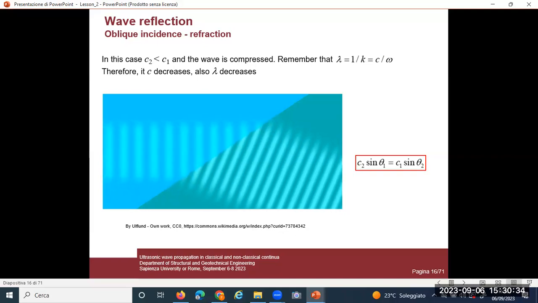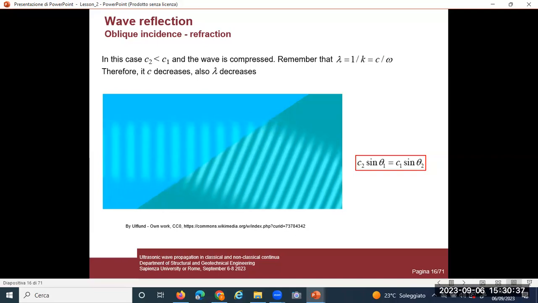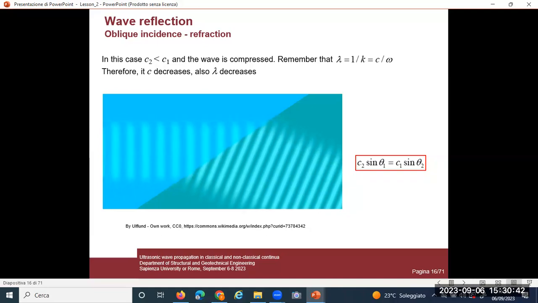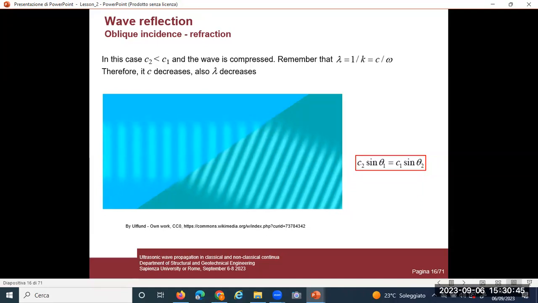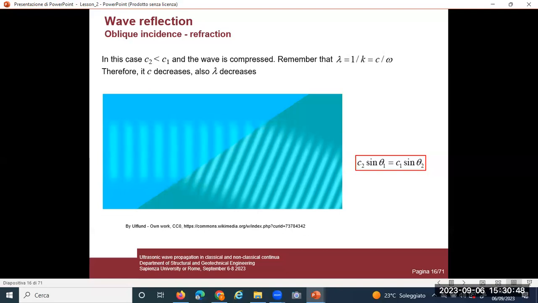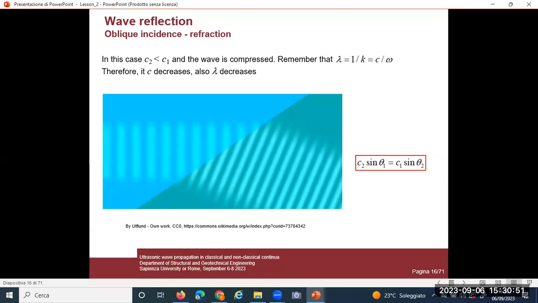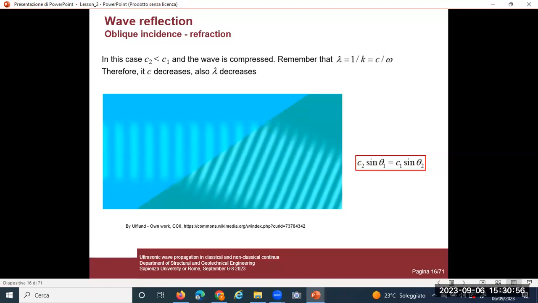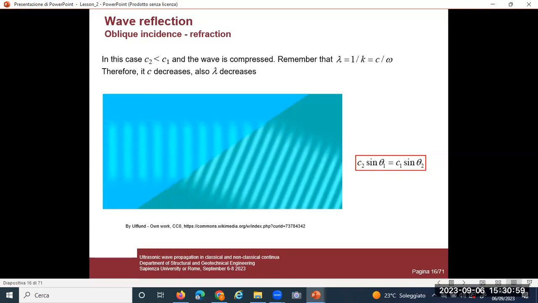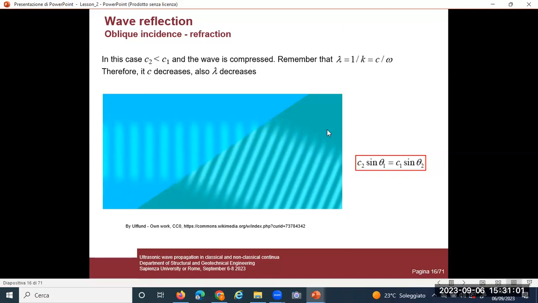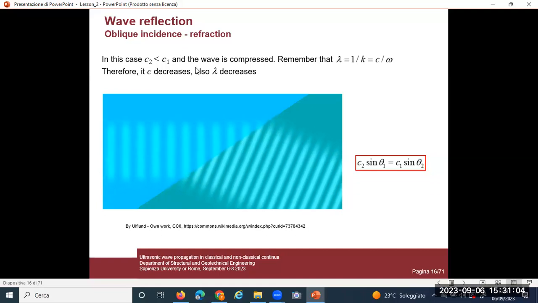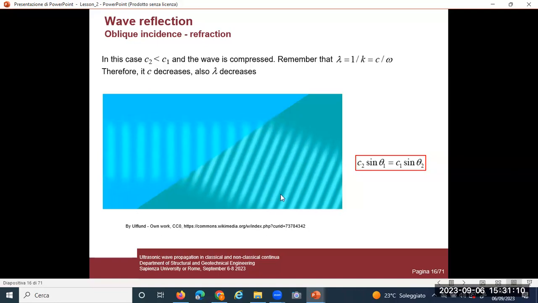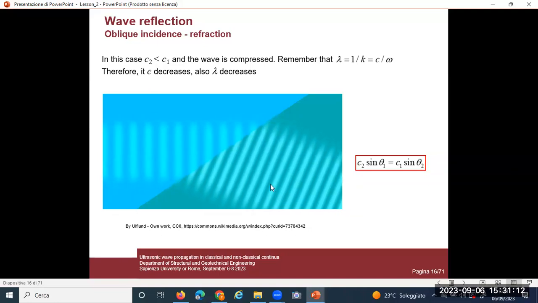Okay, and this is exactly what happens if the two material properties are different. You see, you've got a wavefront which encounters this change in material properties, and then the angle that the normal forms with the wavefront is changed. And in particular, this is a case where C2 is smaller than C1, like in that other case. So the wave in the second material is compressed.